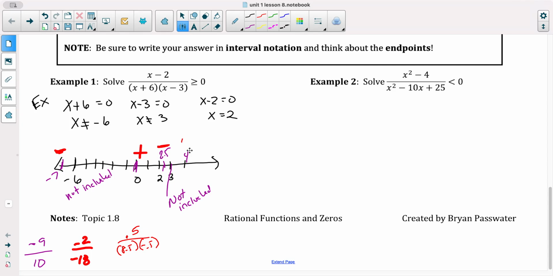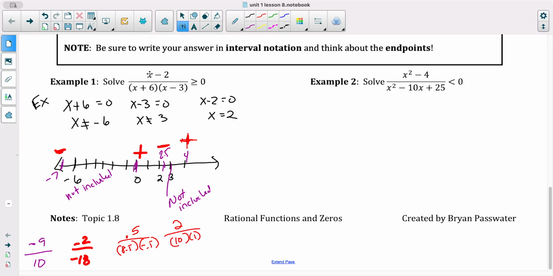All right, so substituting in 4. 4 minus 2 is 2. Okay, and then 4 plus 6 is 10. 4 minus 3 is 1. So this one is going to be positive. Okay, so we need to figure out where our answers are, so we know basically where everything's going to be. We also need to know what the end behavior of this is.